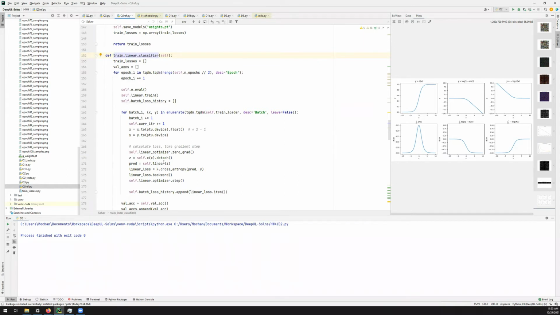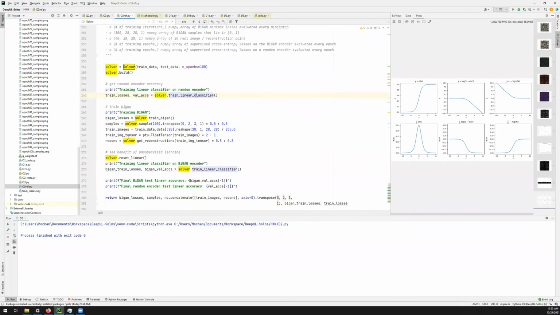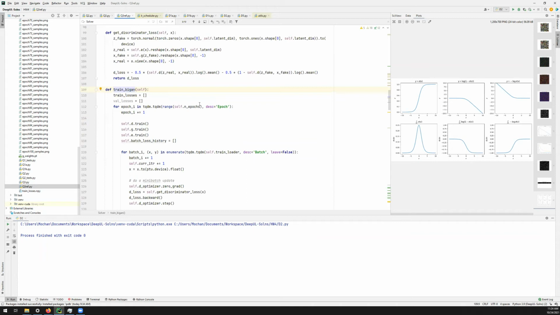And yeah, it's detached so that the gradient doesn't go into the encoder. Okay, so we already have the reference losses and related stuff for the linear classifier. Okay, and now the next step is to train the BigBiGAN. And then here we go. This is the big loop, train BigBiGAN.